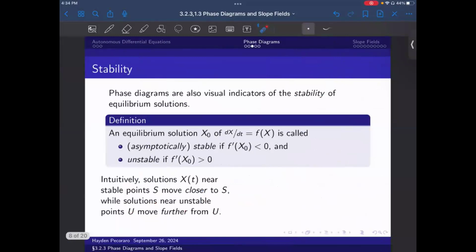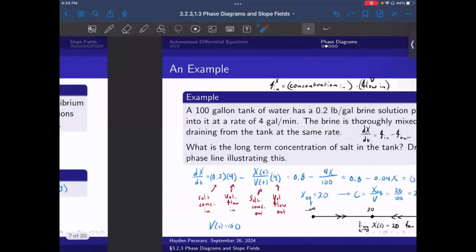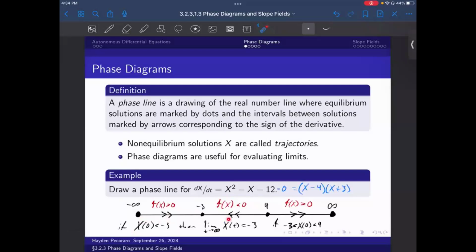All right, so now we want to talk about stability. So this is a way of talking about different kinds of equilibrium solutions. Let me scroll back a little bit. Remember back here when we drew this phase diagram, we had two sort of different kinds of equilibrium solutions. The -3 had solutions that wanted to go towards -3. Everybody that was nearby wanted to end up at -3. But anybody that was nearby the equilibrium solution 4 wanted to get away from it.